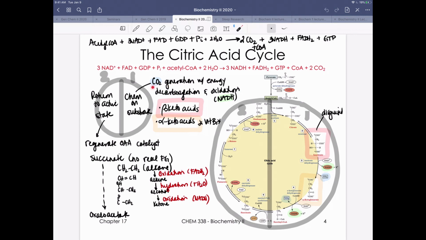This is where we're going to see the generation of both molecules of carbon dioxide. We're going to see some energy production here, and this carbon dioxide generation with energy, we're basically going to see as decarboxylation reactions that occur via oxidation. So it's oxidative decarboxylation. And that's where we're going to generate, again, some NADH. So we can see 2 NADHs that are generated here in stage 1.